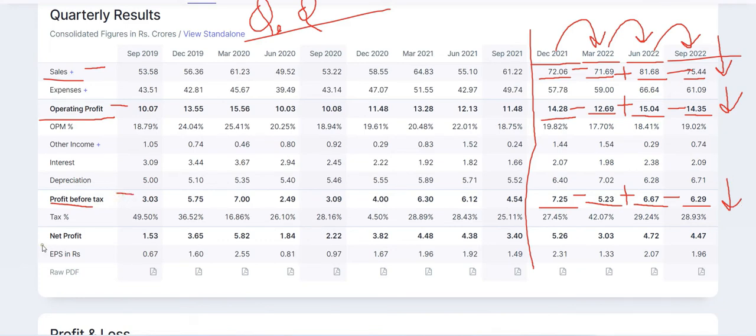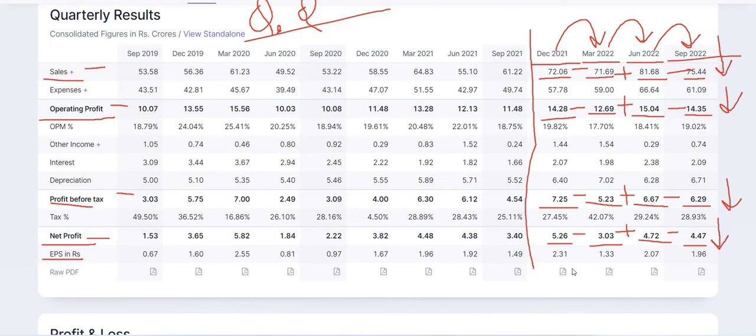Coming to net profit, so it is 5.26. From there decreased to 3.03, then increased to 4.72, then it decreased to 4.47. So you're finding net profit is also decreasing, basically decreasing for 2 years. That's why you mark it in a negative manner.